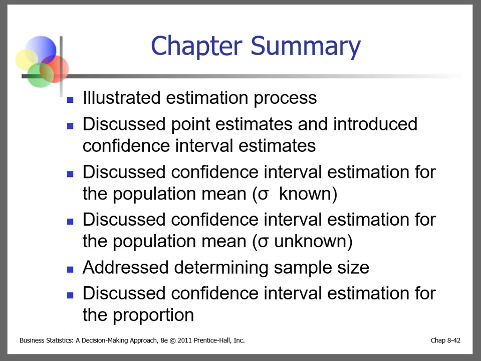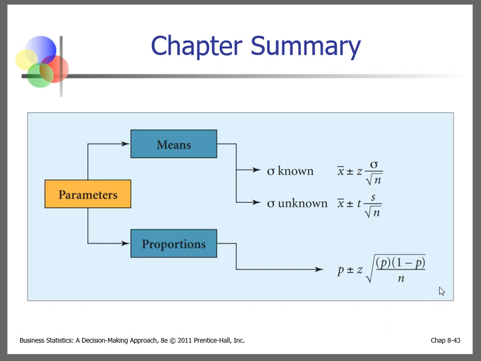So a recap of what we have learned. In this chapter, we have illustrated the estimation process, discussed point estimates, and introduced the confidence interval estimates. We've also discussed the confidence interval estimation for the population mean, wherein the population standard deviation is known and when it is unknown. We also addressed how to solve for the sample size and discussed confidence interval estimation for the proportion. Here is the figure to describe what we have discussed in this chapter.